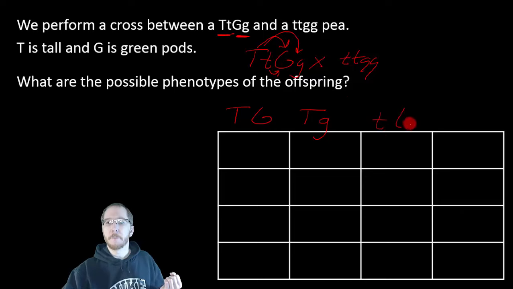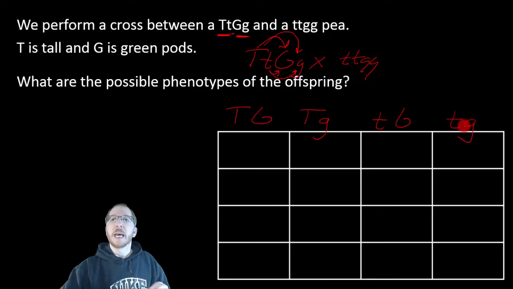So little t, big G. Or I can have the little t with a little g. So these are my possible gametes. And you can tell you've done it right typically if each one has one of each type of gene, so a T and a G. Or if we were using A's and B's, you'd need one A and one B. I don't care if they're upper or lowercase, that depends on what they gave you.